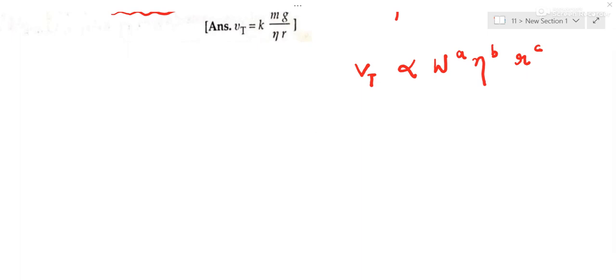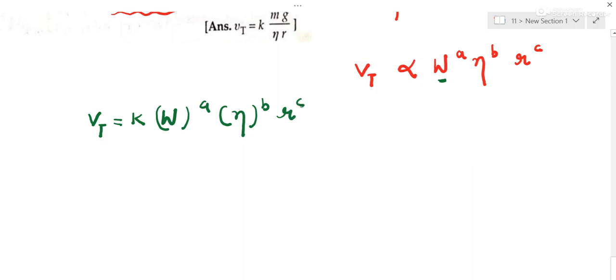Now they say that weight is mg, that everyone knows from class 9th. So Vt is equal to some constant K. Weight is written as mg to power A, but let us not open it as mg, simply we will keep it as weight to power A, coefficient of viscosity to power B, and radius to power C.